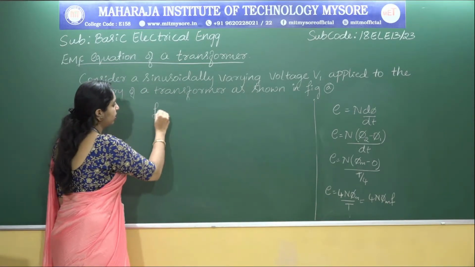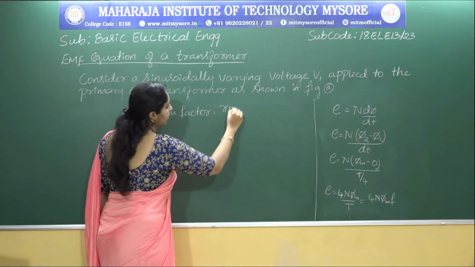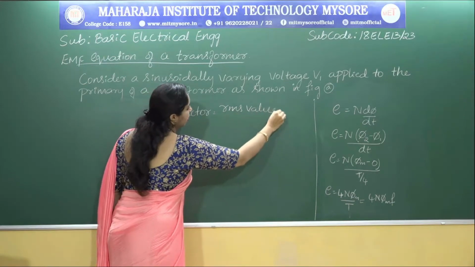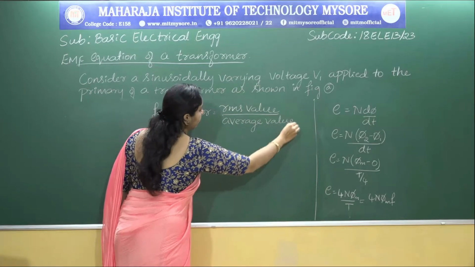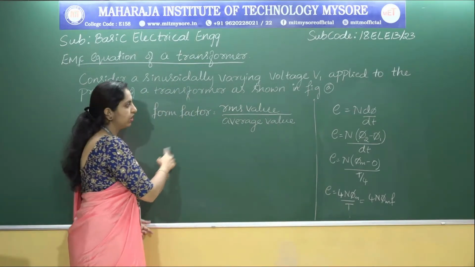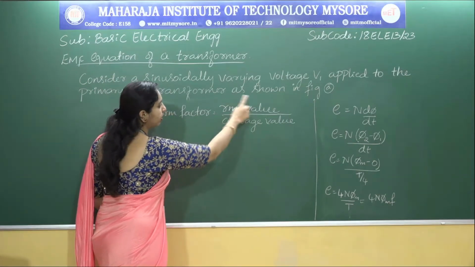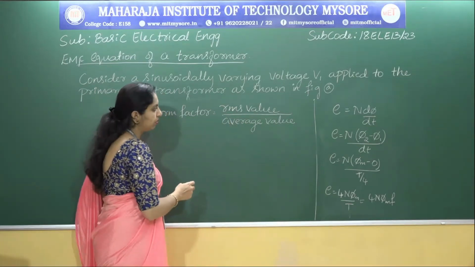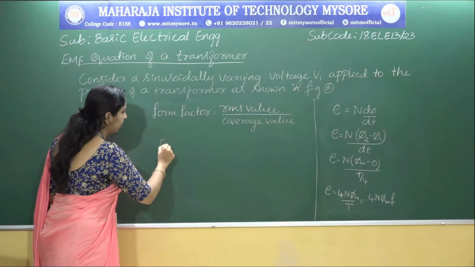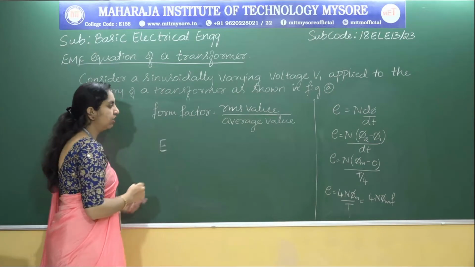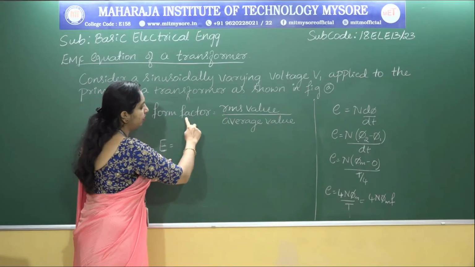So you have already learned that form factor is equal to RMS value divided by average value. So now we have obtained the average value, but we need to express the same equation in terms of RMS value. So now RMS value, I write it as capital E, because as I have already explained in the earlier session, we express the RMS value in capital letters E, which is equal to form factor into average value.